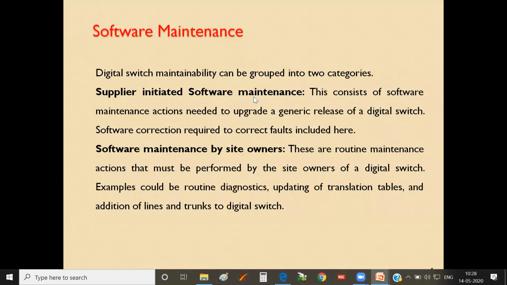Now look at the next concept, that is software maintenance. How exactly does software maintenance happen at the central office? There are two cases: one is supplier-initiated software maintenance, and the other is software maintenance by owners, that is, by site owners. Say, digital switch maintainability.